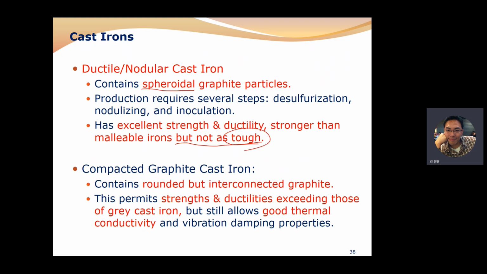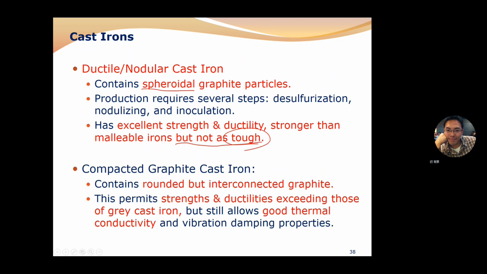So what is toughness? What's the definition of toughness? It's the ability to absorb energy, the deformability. That means the higher the toughness, the more energy these materials can absorb during deformation.